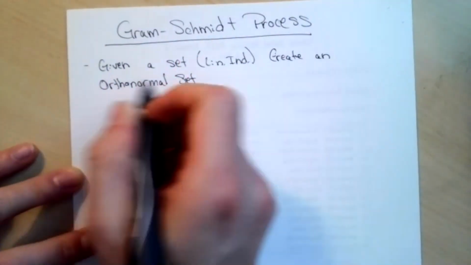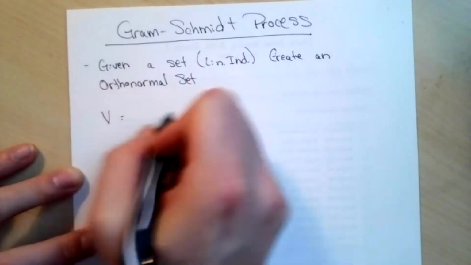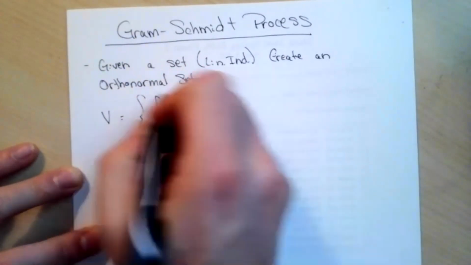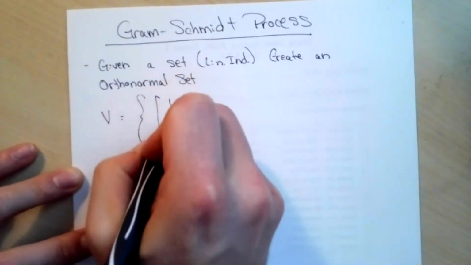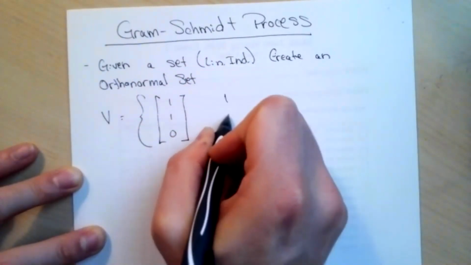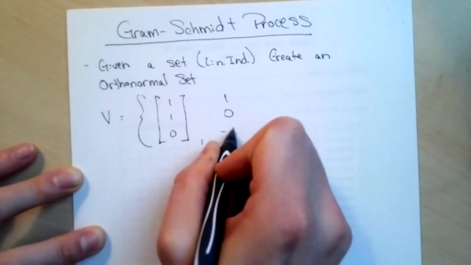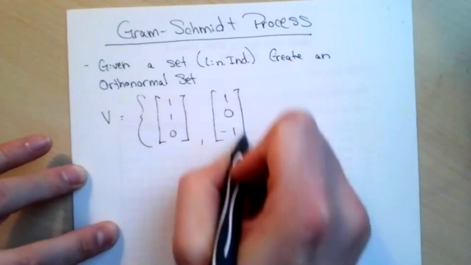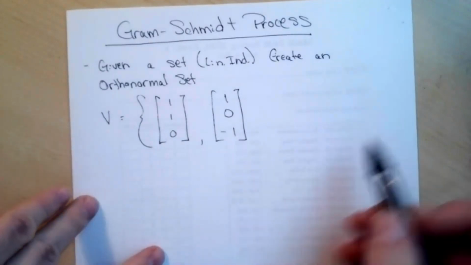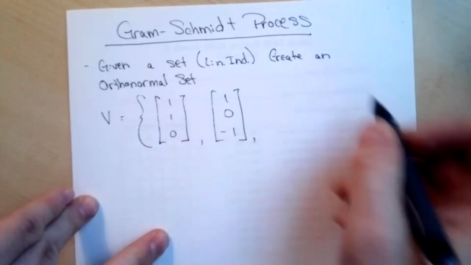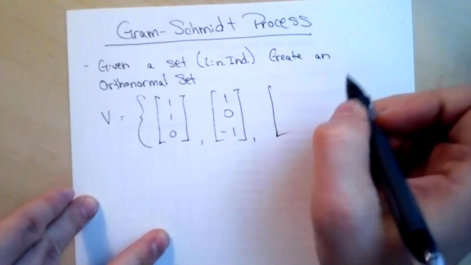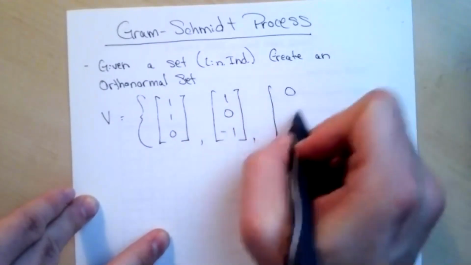So let's give our set a name. Let's just call it capital V. And let's start with some vectors in R3. Let's do something fairly simple. Let's say (1, 1, 0), (1, 0, -1). And what's our last one? Do we want (0, 1, 1)?